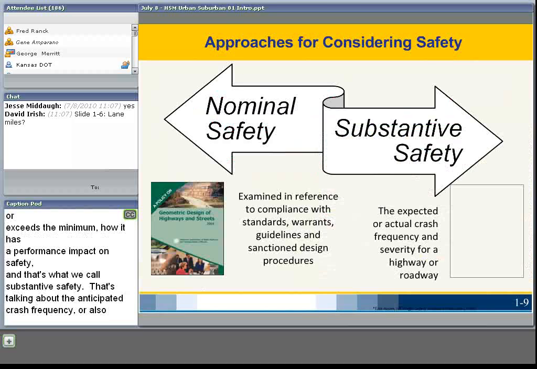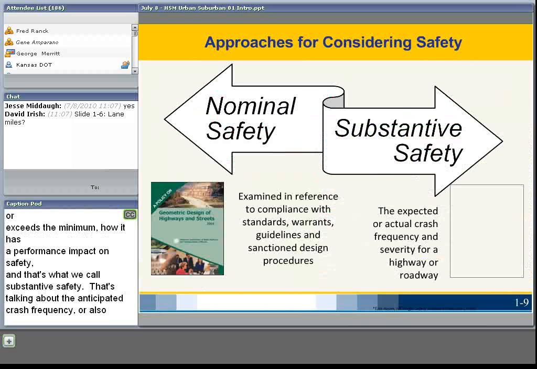Well, the Highway Safety Manual now allows you to develop numbers where you can quantify the safety impact of the different design decisions. This helps you make better and more informed decisions related to safety.